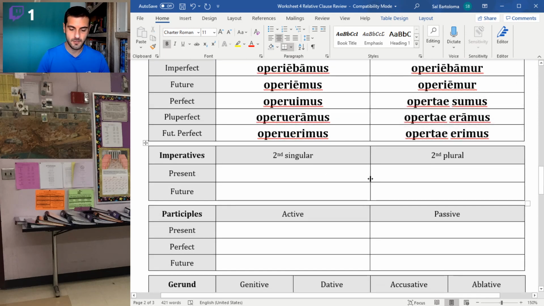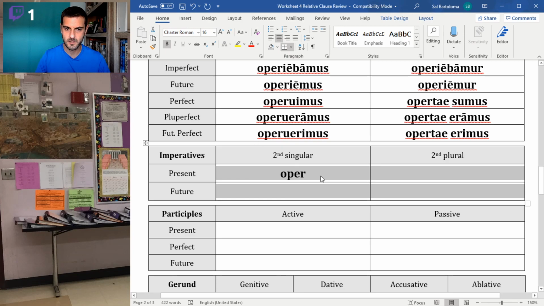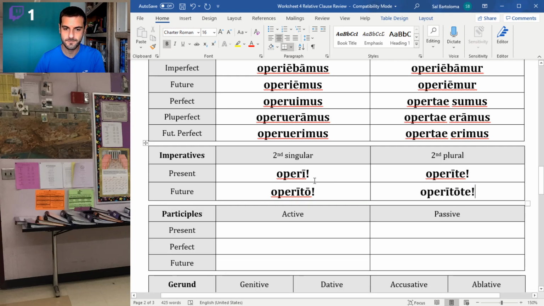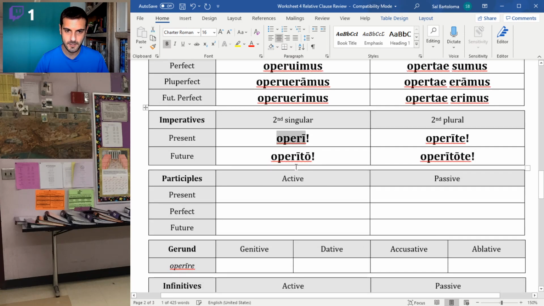The commands, we have, oops, gotta change these two. Yeah, we should be okay. So we have operi and operite. And then to make them the future commands, we have operito and operitote. So we have the operi and operito, operite, operitote.